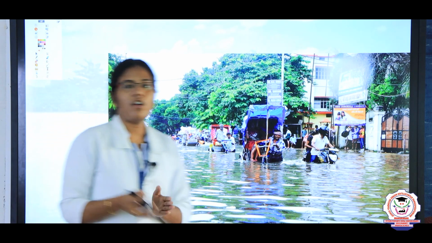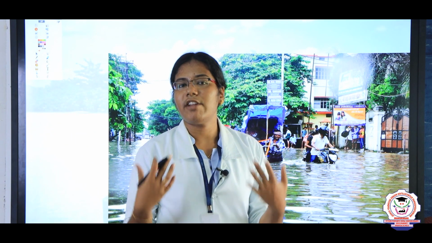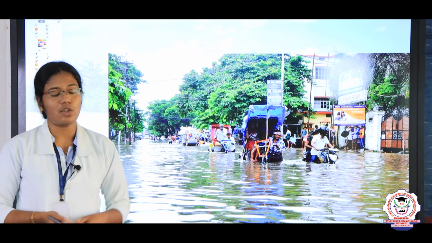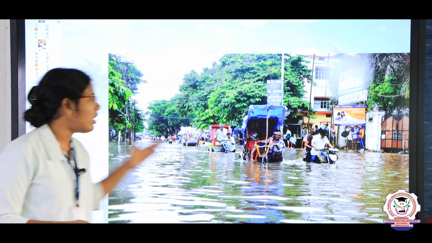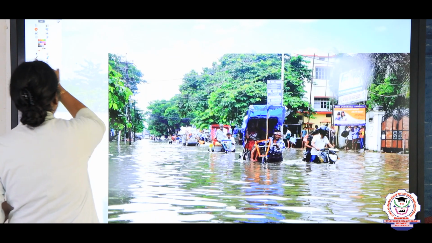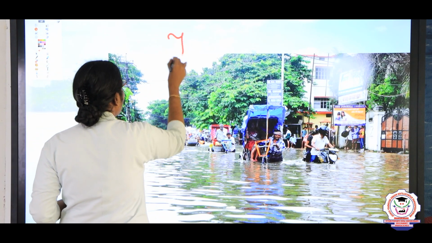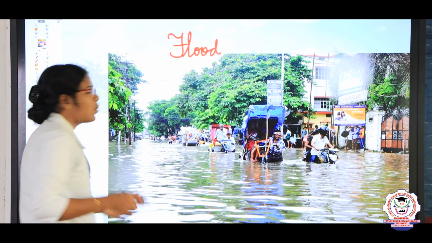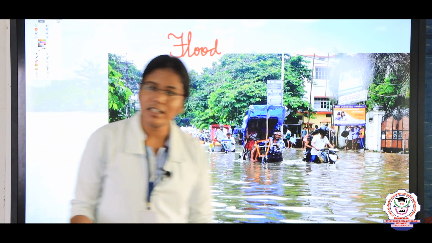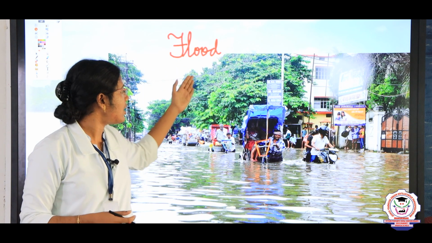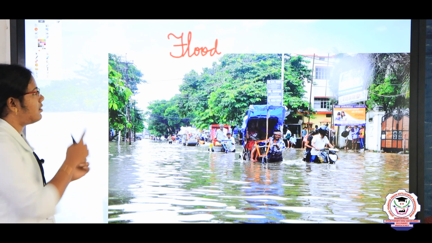We already discussed that in some places we get heavy rainfall, and in some places it doesn't rain at all. Heavy rainfall will cause a flood. So in some places we don't receive any rainfall, in some places we receive heavy rainfall, and it finally leads to a flood.